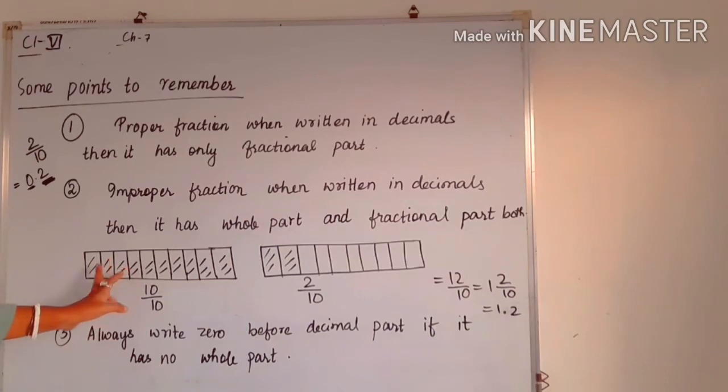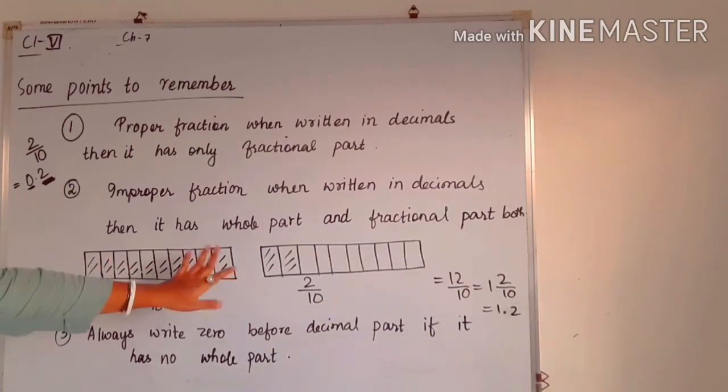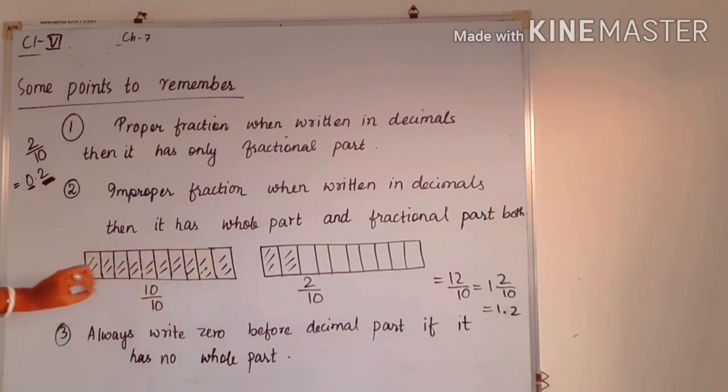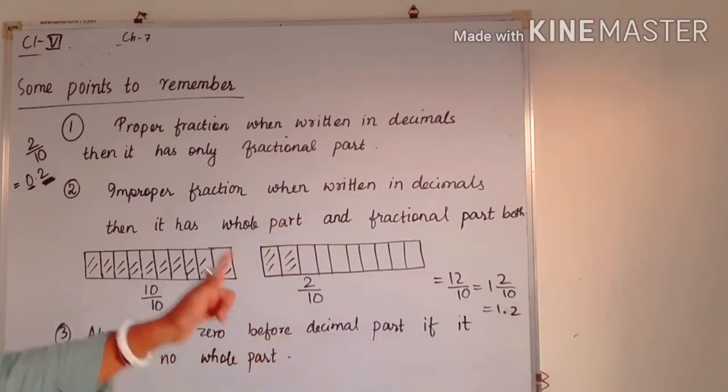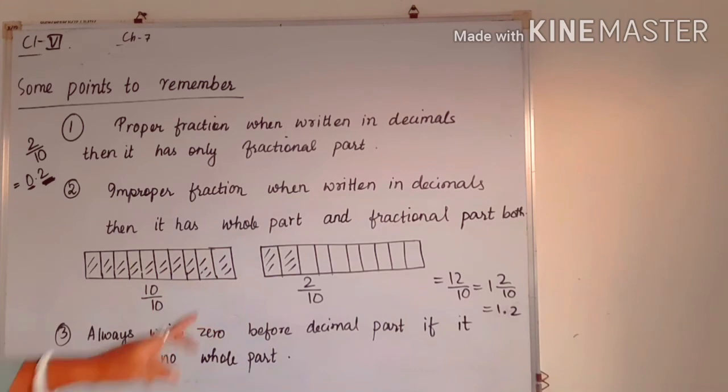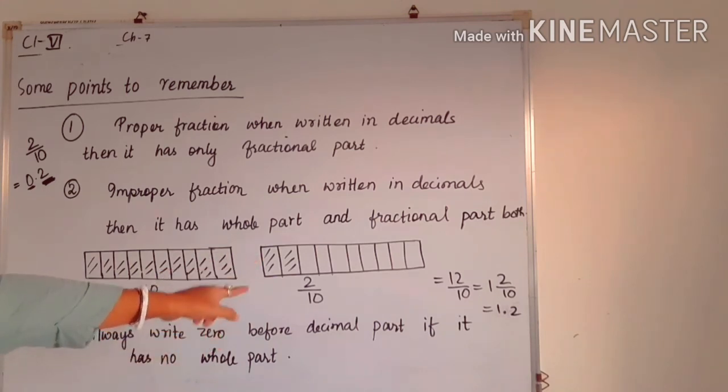See, here: 1, 2, 3, 4, 5, 6, 7, 8, 9, 10. Total 10 boxes are there. This is one whole. Out of 10 equal parts, I have shaded all 10 boxes. Similarly here, I have divided the whole box into 10 equal parts, but I have shaded only 2 parts. So this is a proper fraction. 2 by 10 is a proper fraction.